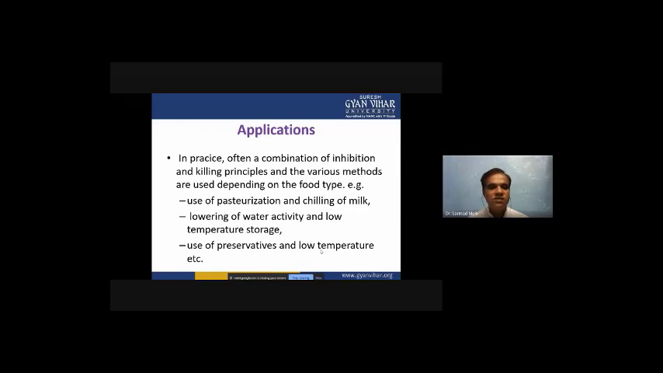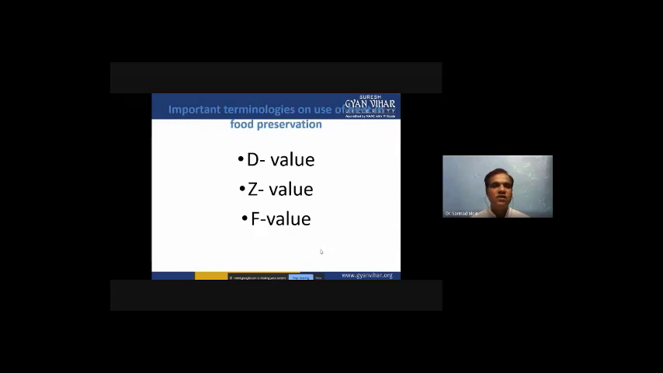So these are all the various applications for food preservation, so that food will be preserved and we are able to utilize it for a longer duration. Now, three important terminologies we utilize when we are using heat in food preservation. First one is D value, second one is Z value, and third one is F value. These three values are very important in food preservation by heat.